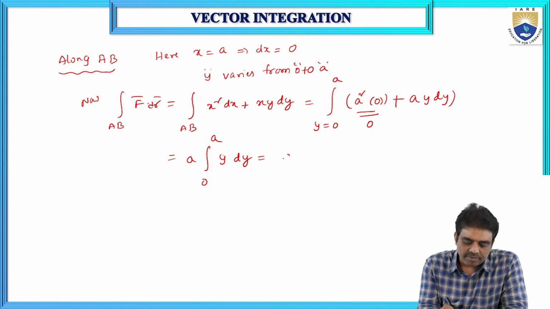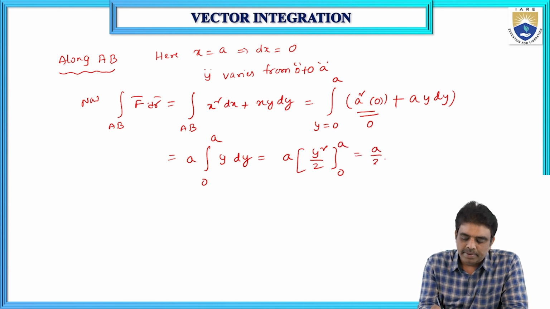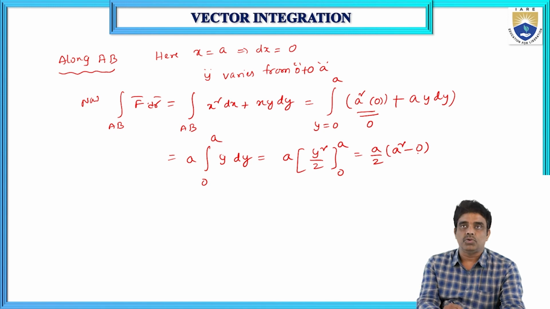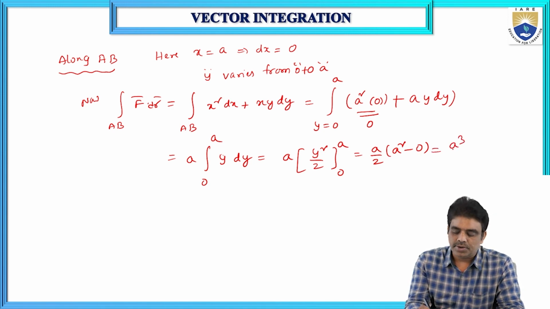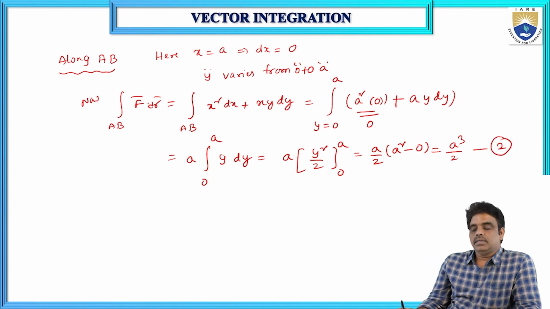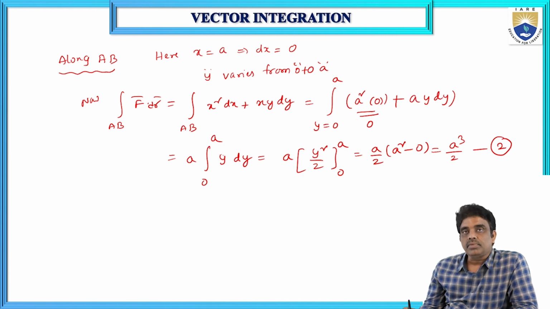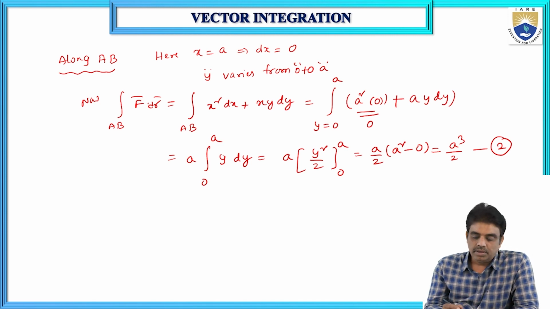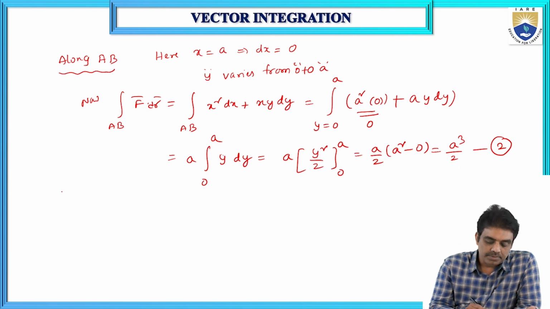So what is the integral of y? Y square by 2 between 0 and a, or a by 2 into a square minus 0. The 1 by 2 I'm taking outside. Upper limit a square, lower limit 0. That is a cube by 2, and this is called the second integral, the line integral along AB. I hope this is clear. If you observe this, you can do any problem in finding a line integral.